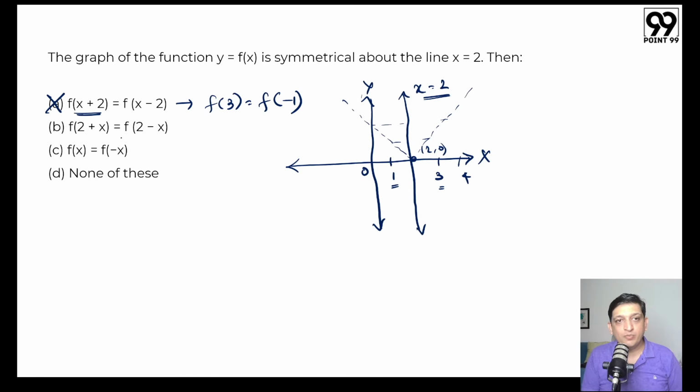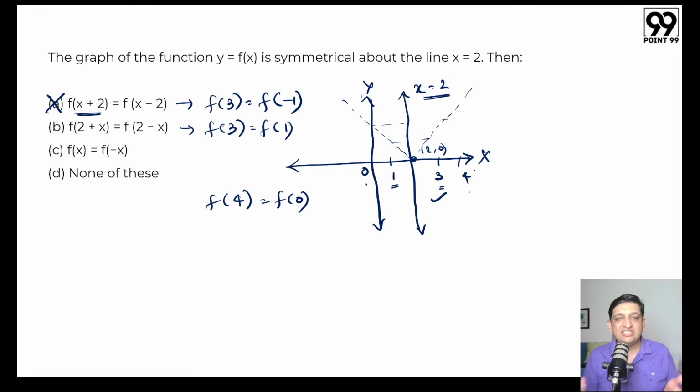What about this one, 2 plus x and 2 minus x? Let's put x equals 1 again. So f of 3 in this case is going to be f of 2 minus 1, that is equal to f of 1. It makes sense here. You can put one more value and see, just for the sake of being sure. Let's say I want to put f of 0 and f of 4. I want to compare those. So let's put x equals 2. So I am going to get f of 4 equals f of 0, which is again consistent.